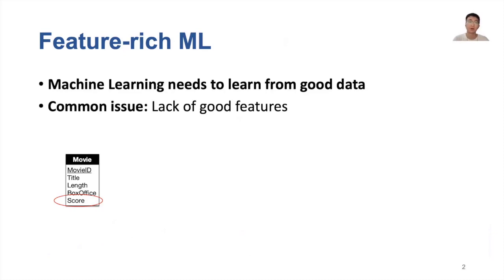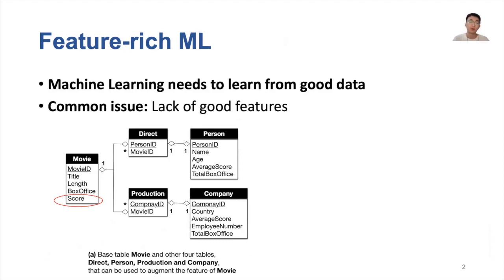machine learning. For example, consider a machine learning task that predicts the score value of a movie based on features such as movie ID, title, length, and box office. Intuitively, because many important features are missing, such as the features of directors of a movie, it is hard to train a good machine learning model.